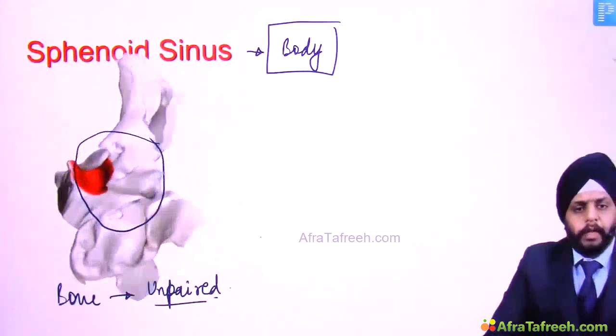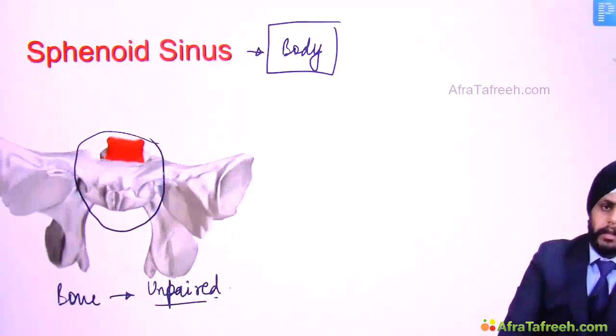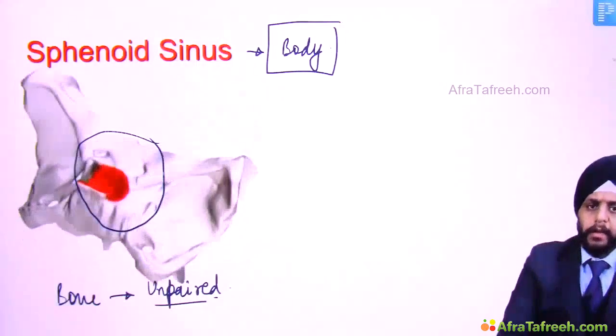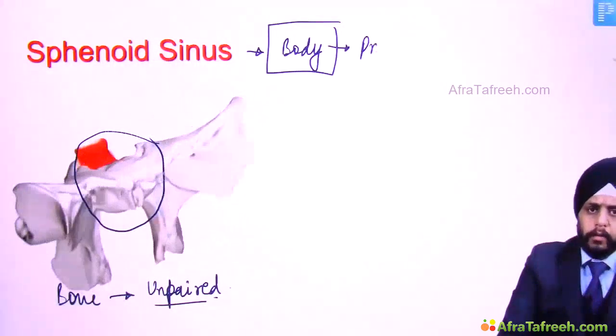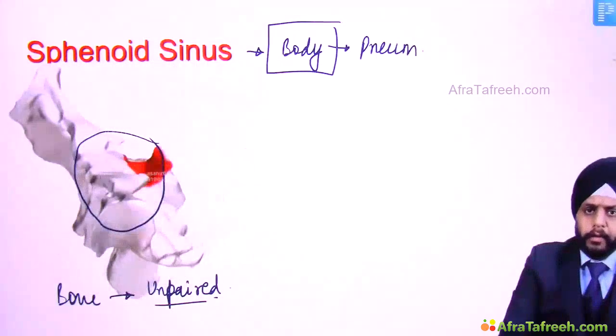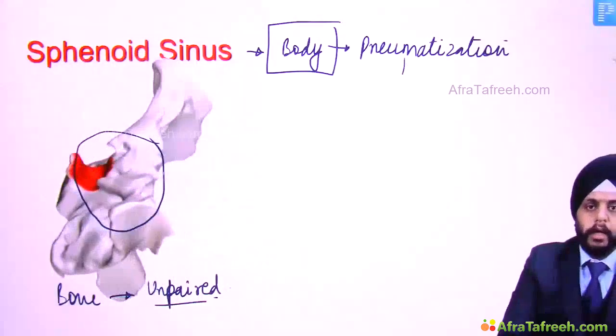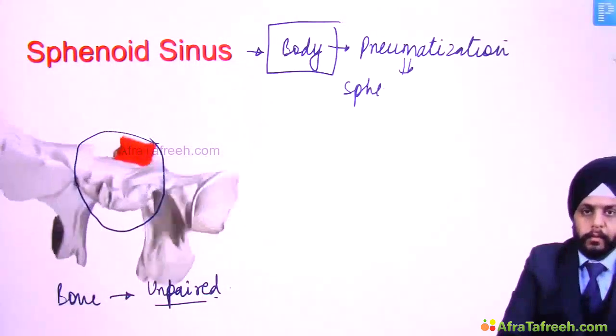Once again, remember, the sphenoid bone is an unpaired bone. Now in the center of the sphenoid bone we have the body, and this body undergoes pneumatization to form the sphenoid sinus.